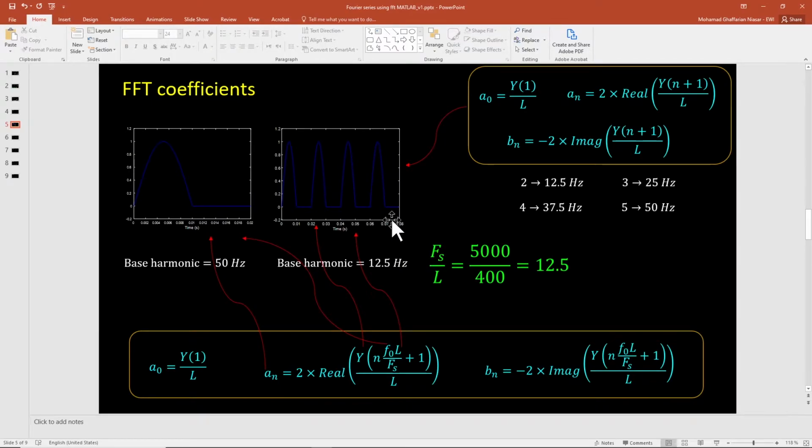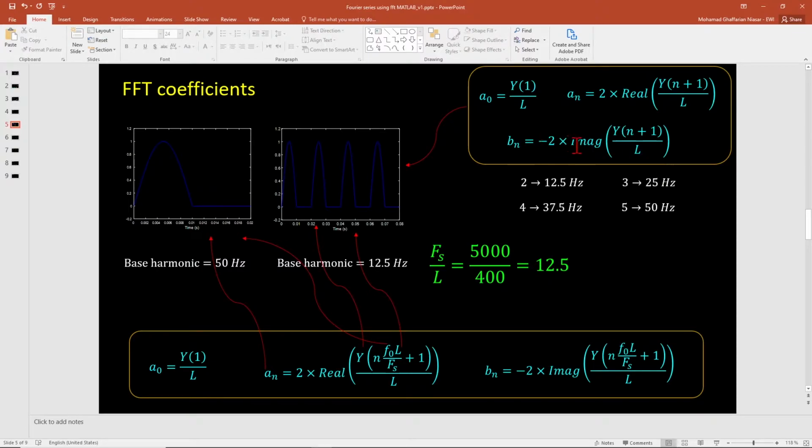Now from MATLAB's point of view, this whole thing is one waveform. So what is the base frequency of this waveform? Totally we have 80 milliseconds, and 1 over 80 milliseconds gives us 12.5 hertz. By the way, we can calculate this 12.5 hertz also by dividing Fs by L. Fs is 5000, the length of the signal is 400, that gives you 12.5.